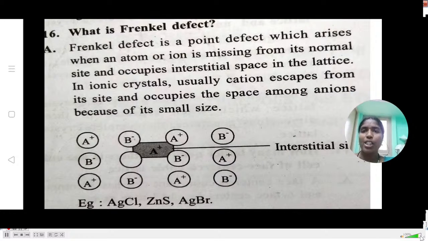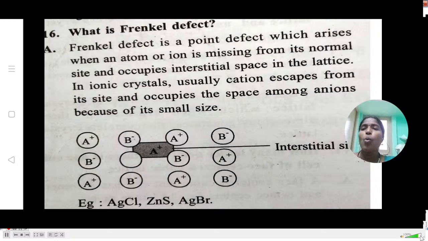Frenkel defect is a point defect which arises when an atom or ion is missing from its normal site and occupies interstitial space in the lattice. How does it arise? When an atom or ion is missing from its normal site and occupies interstitial space in the lattice.